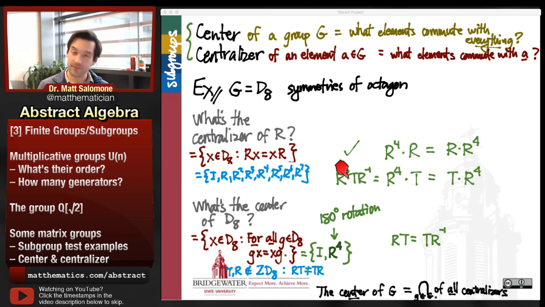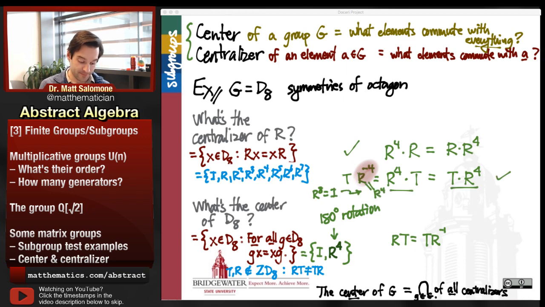When I move that t one more step past one more of these r's, it's going to give me r squared times t times r to the minus 2. Every time I move a t from the right side of an r to the left side of an r, I get another r inverse coming out. So I'll have r times t r to the minus 3. I move it one more time, I get t r to the minus 4. But in the dihedral group of the octagon, where r to the 8th is equal to the identity, that means that r to the minus 4 is equal to r to the 4, and so I get t r to the 4th.